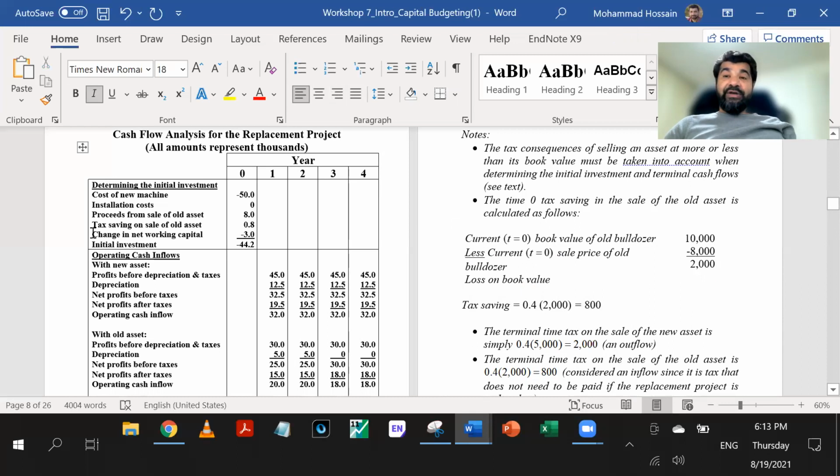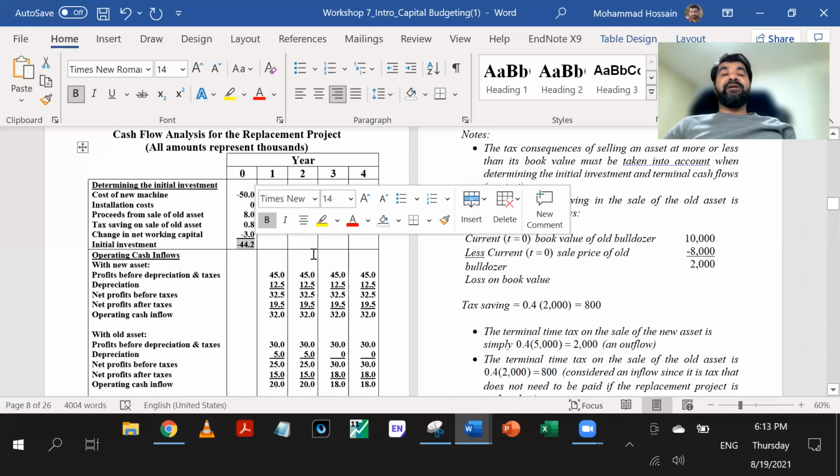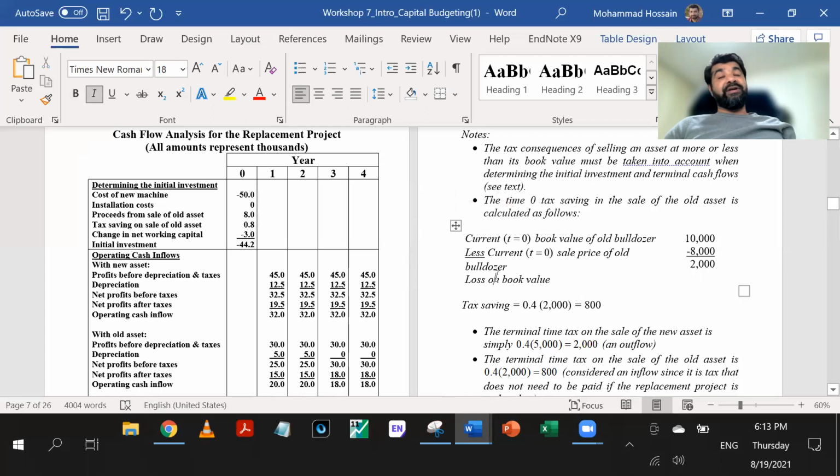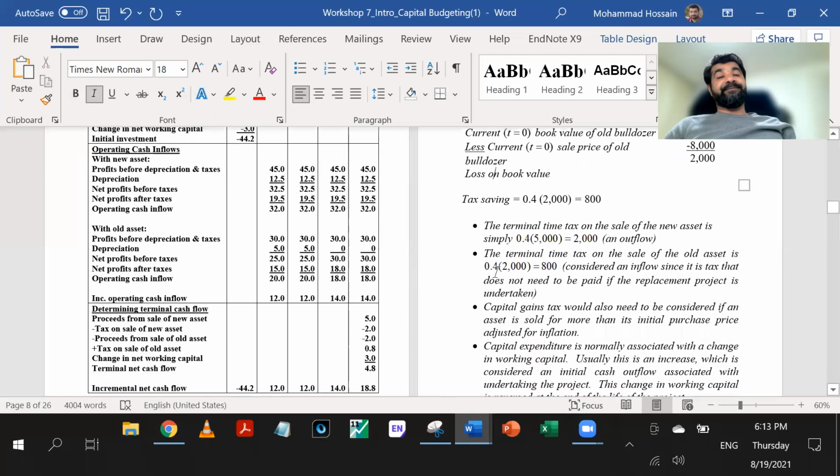And since the new bulldozer will need another $3,000 to make it workable, another 3,000 will cost you. So all together, plus and minus, you get minus $44.2 thousand. $44,200 is your initial investment.